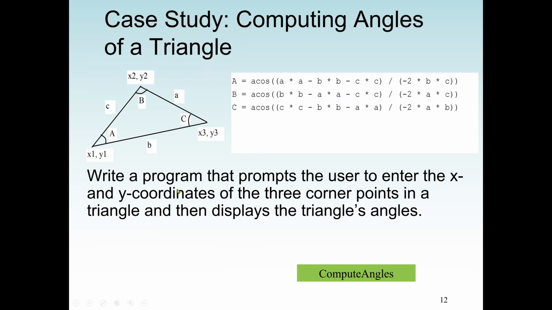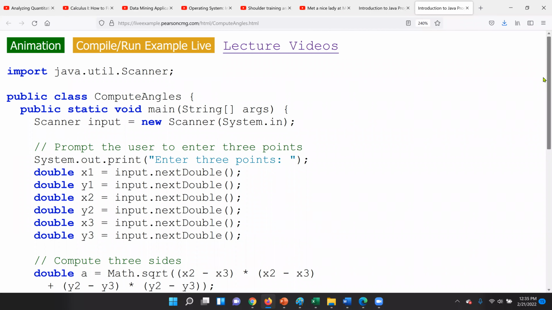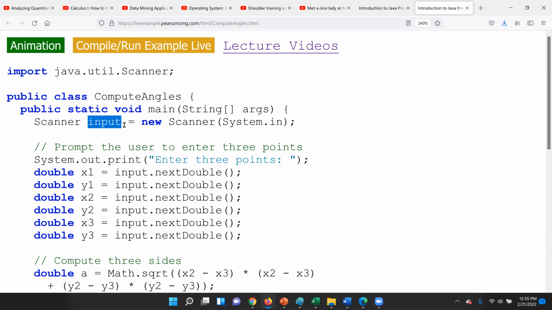Here they say, write a program that prompts the user to enter the X and Y coordinates of the three corner points of the triangle, then display the triangle's angles. And this is the code. Since we are going to ask the user to enter 6 values, 3 points where each point has X and Y coordinates, we import our Scanner class and create a Scanner object named input, and we use it to enter all the 6 values.